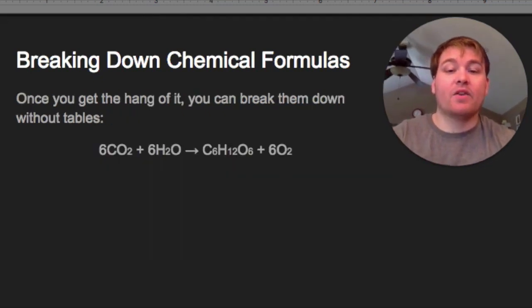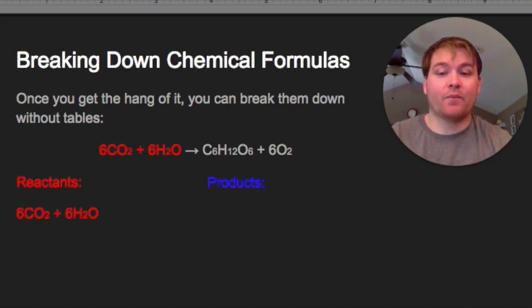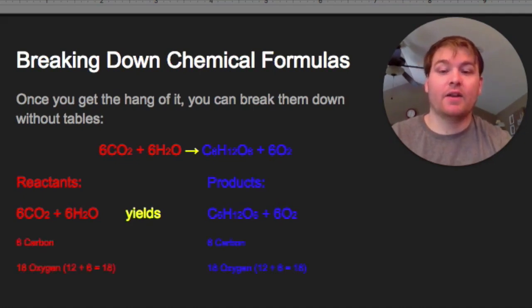Once you get the hang of it, you can break down entire chemical equations and chemical reactions without a table. If you separate your reactants from your products, then you can break them down one at a time. In this equation, my reactants are my 6 carbon dioxide and 6 water, and my products that are yielded from my reactants are 1 glucose and 6 O2 molecules. If I broke them all down individually, that would be 6 carbon on each side, 18 oxygen and 12 hydrogen.